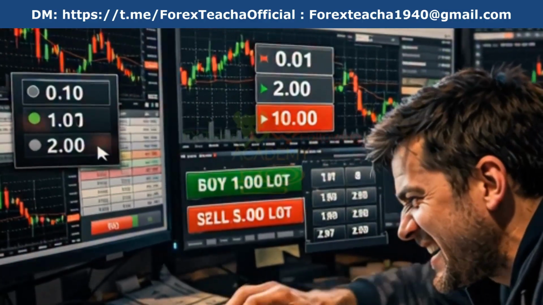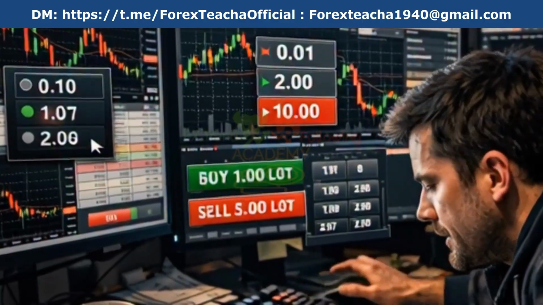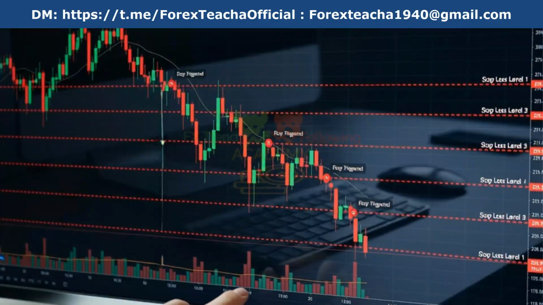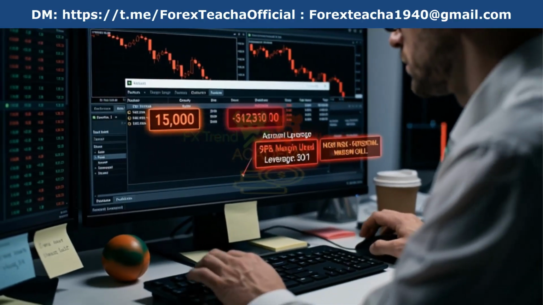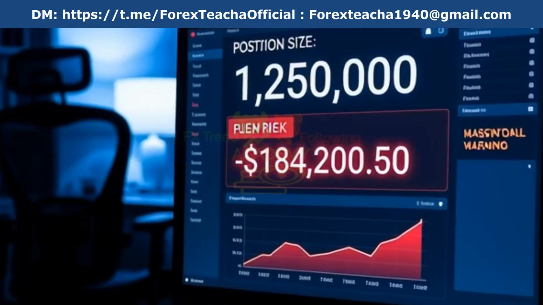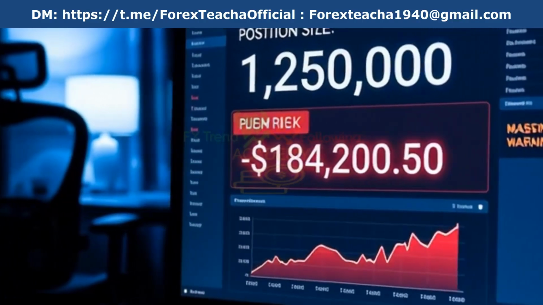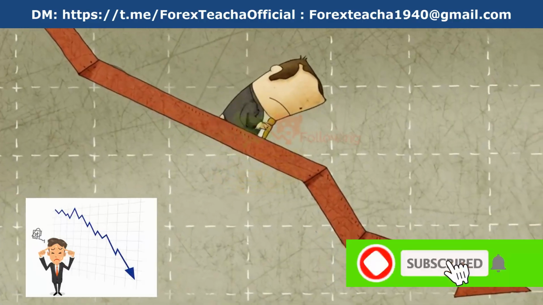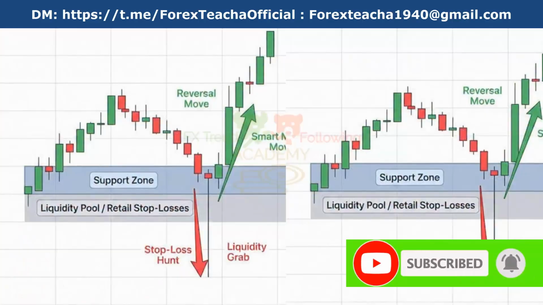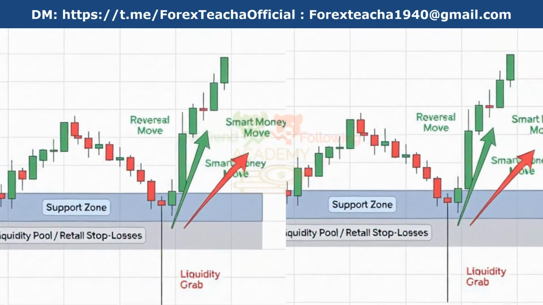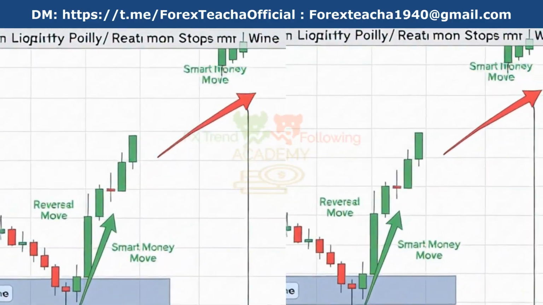Most traders do this. Random lot sizes, fixed stop losses like 20 pips, 30 pips, risk way too much on one trade. And what happens? You get stopped out too early, you lose big when you are wrong. That's why most traders blow their accounts. So today's video is going to be a fix for all these problems. This is how you do it.